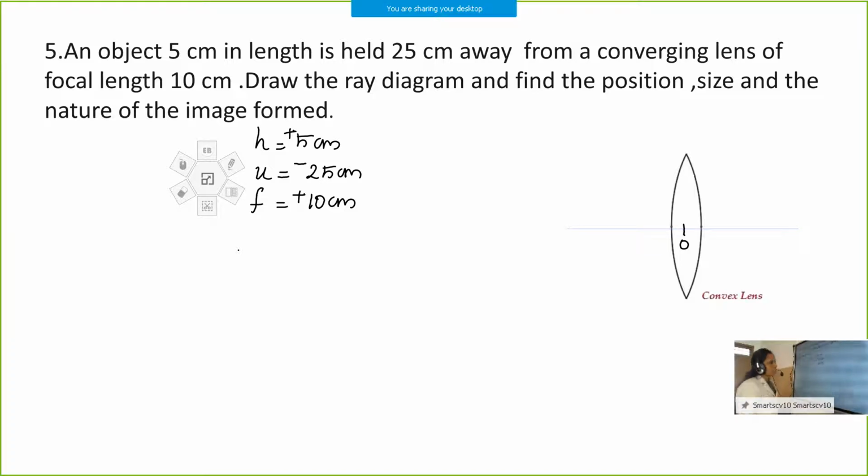So shall we mark all these things in our diagram? So we have a focal length. You can mark F on both sides. Okay. And 2F also you can mark. 2F.